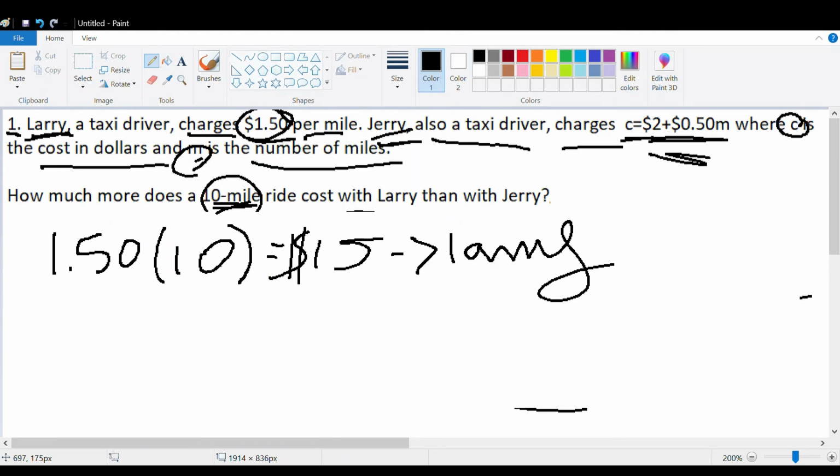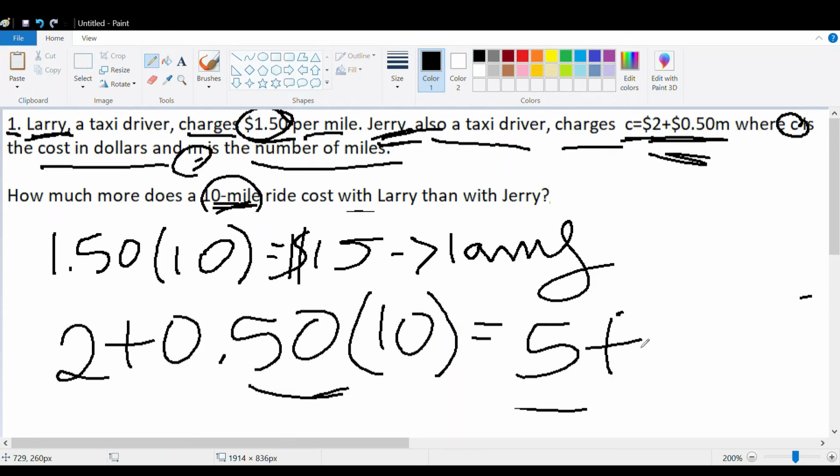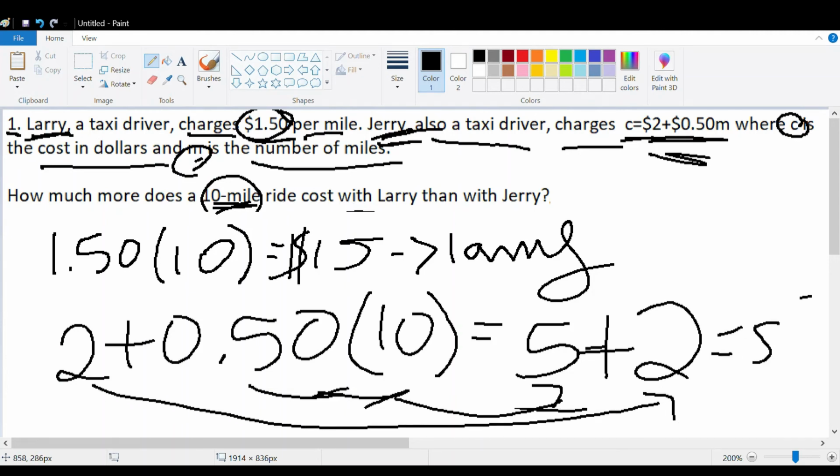Now, let's look at Jerry. Jerry equals $2 plus 0.50 M, as I said, that's the 10, so 0.50 times 10 equals 5, and then obviously we're adding the 2, so this equals 7. So if you ride with Jerry, you would have to pay $7 for the 10 miles.